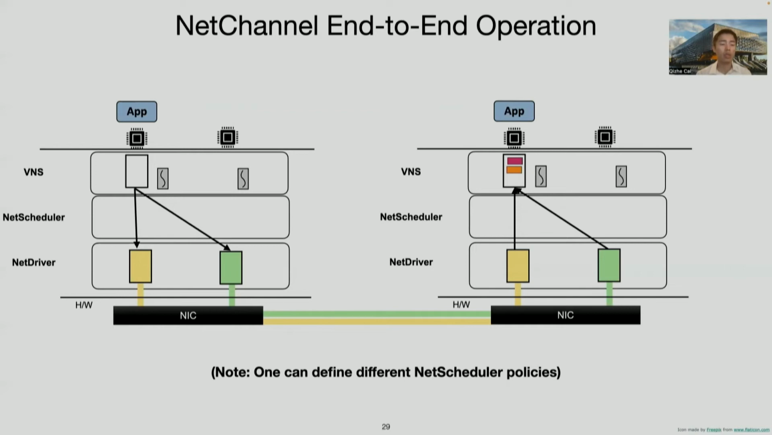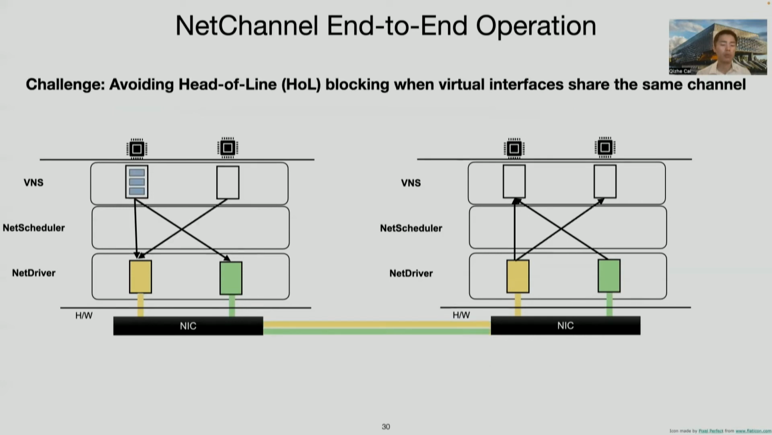To ensure that the data is delivered to the application in the correct order, the packets are properly reordered at the VNS layer. Finally, the data is copied from the virtual socket buffer to the remote application. This, again, can be parallelized across multiple cores.